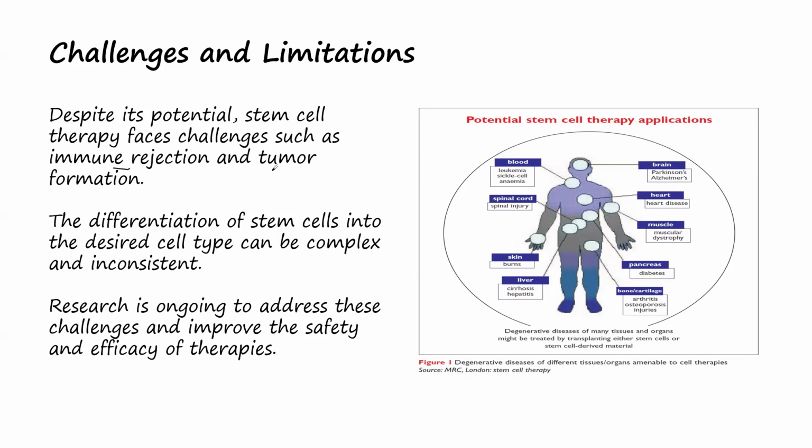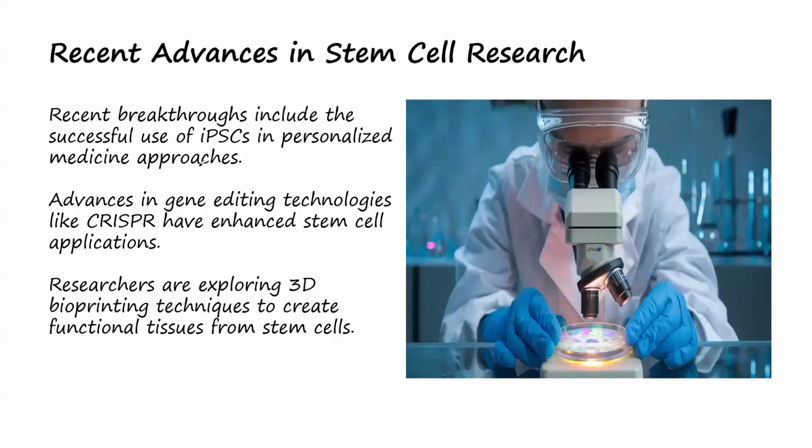So what are the potential stem cell therapy applications? It can be used in the treatment of leukemia, sickle cell anemia, like in blood, and it can also be used in the treatment of disease in the brain, like Parkinson's and Alzheimer's disease. It can also be involved in the treatment of heart disease, bones and skin, diabetes, cirrhosis and hepatitis, arthritis, osteoporosis, and injury. So all these are the therapies that stem cells can be used to treat. Degenerative disease of many tissues and organs might be treated by transplanting either stem cells or stem cell derived material.